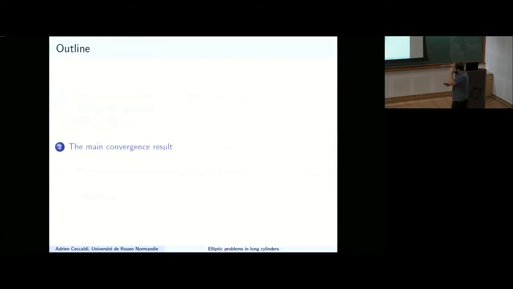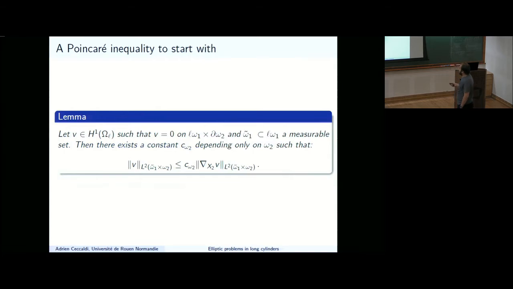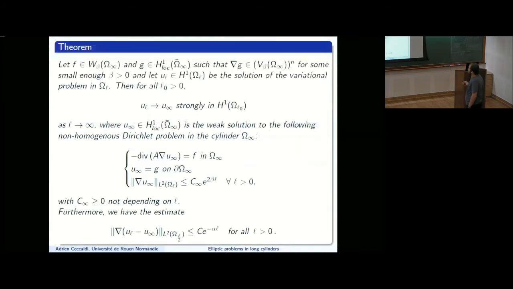Right? And so just before giving the result, a Poincare inequality, which is nearly the same as usual, but with this constant here does not depend on omega 1, and therefore does not depend on L. And we'll see that what we want mainly is that our constants do not depend on L at any time. So here is the problem.